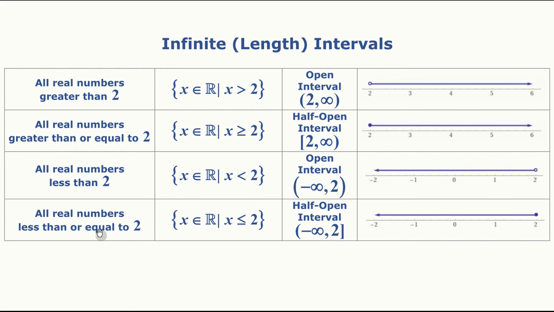Okay? And then all real numbers less than or equal to 2, well, that's just going to change to this. Here the parenthesis is going to change to bracket, and here the circle is going to be closed. Everything else is the same. Once again, starts at negative infinity, ends at 2. And that's basically it as far as intervals are concerned.